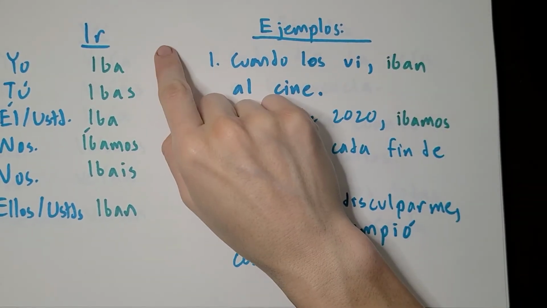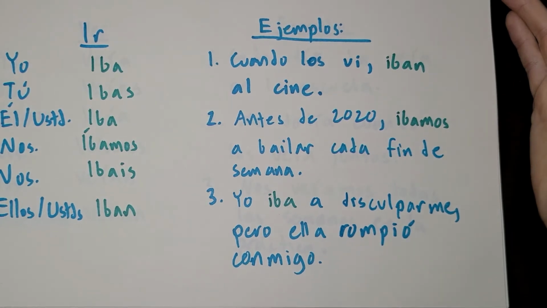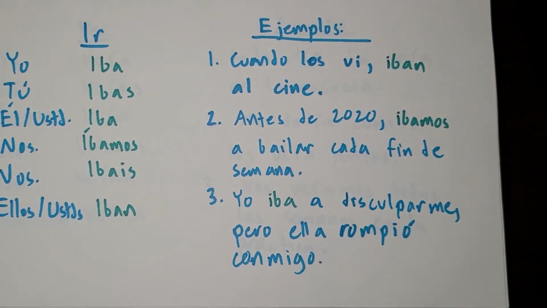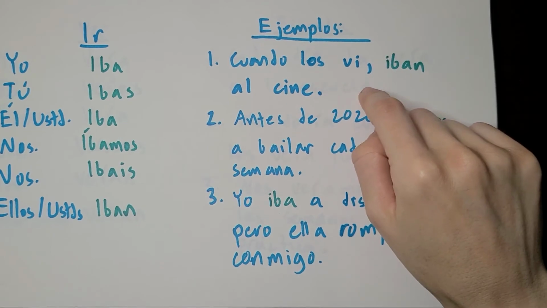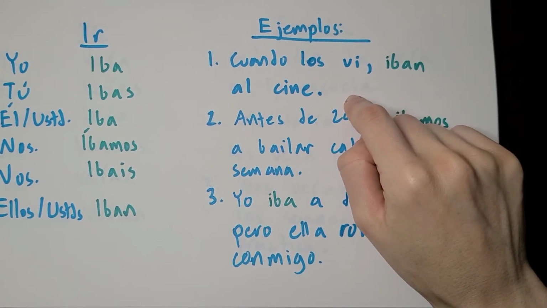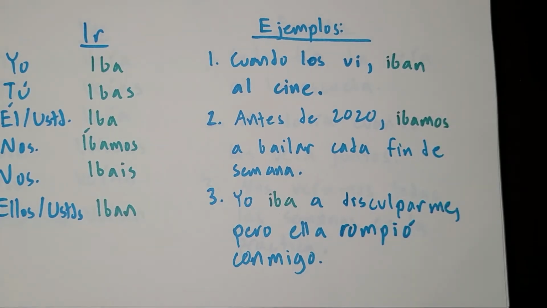So ir, imperfect. If you're saying, I went to the movies last night, you would say, yo fui al cine anoche. You're saying, I went to the theater last night. It is a thing that happened. But here you're saying, cuando los vi. When I saw them, what was going on when you saw them? That's why you use the imperfect, because the imperfect describes what was happening.